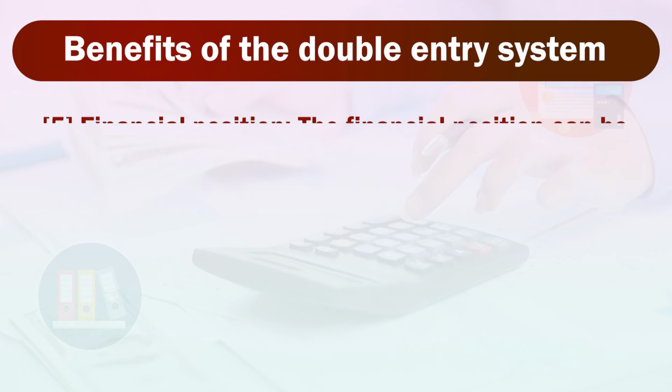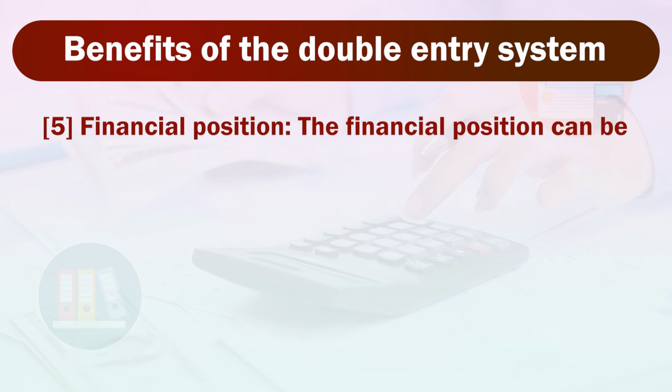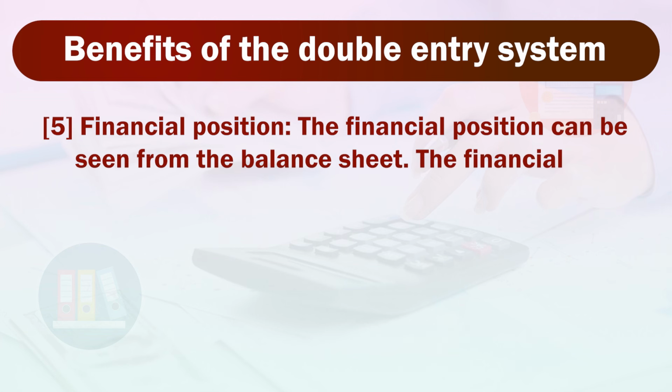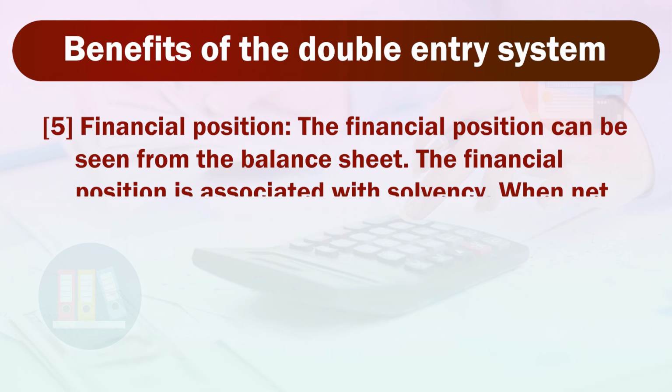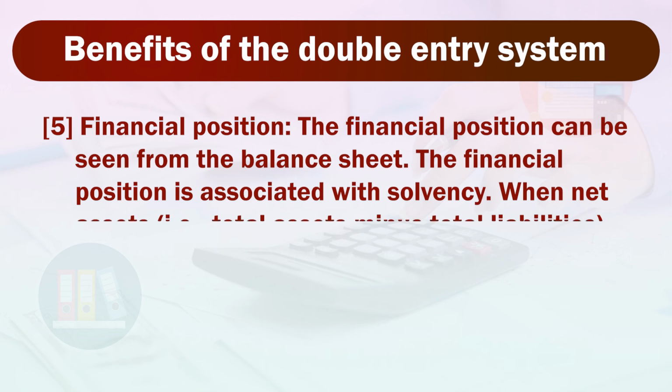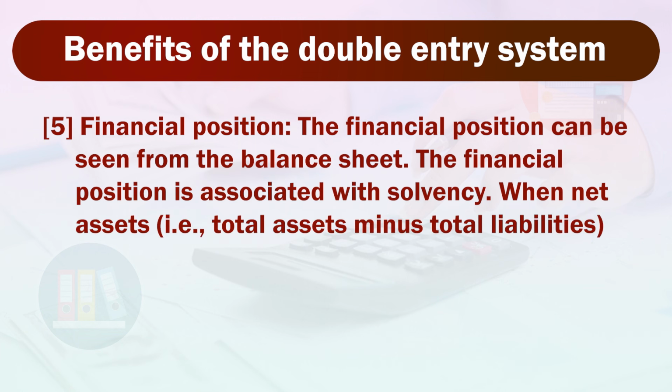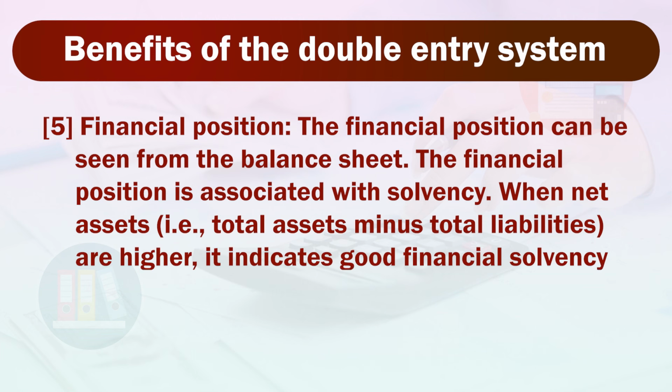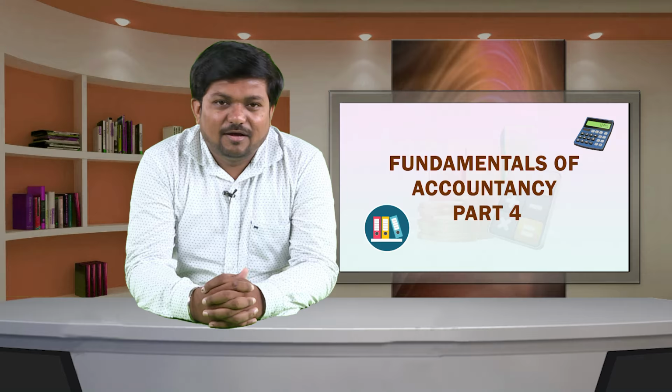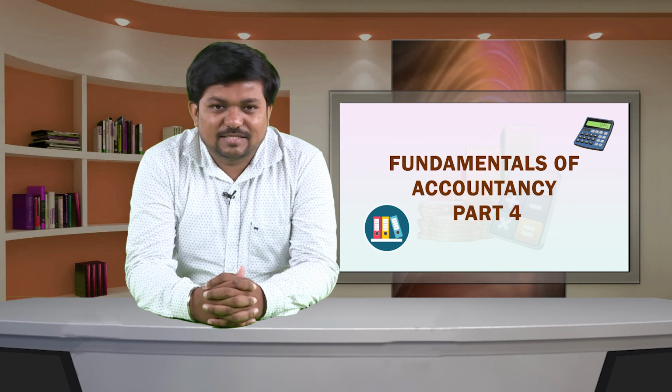The fifth benefit is financial position. The financial position can be seen from the balance sheet. The financial position is associated with solvency. When net assets, that is the total assets minus the total liabilities, are higher, it indicates good financial solvency, and vice versa for negative net assets.